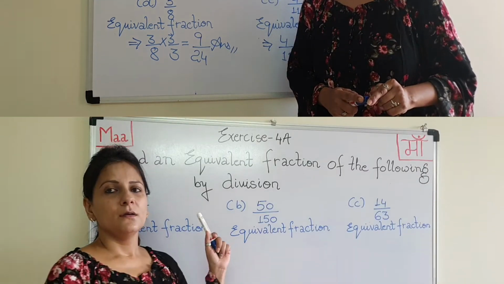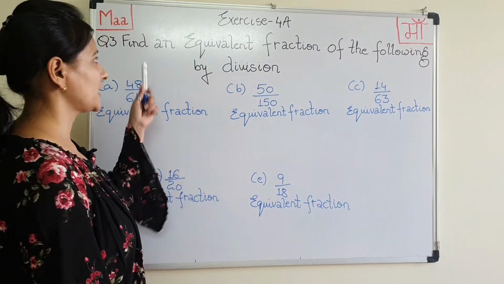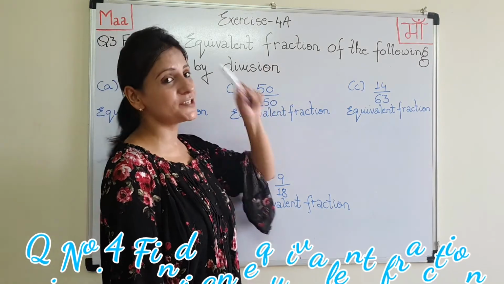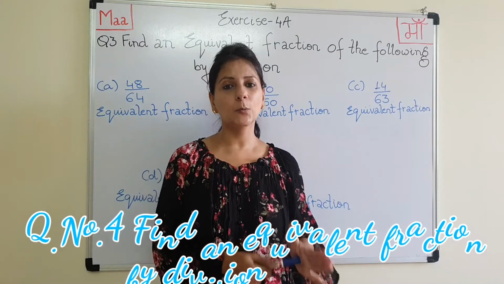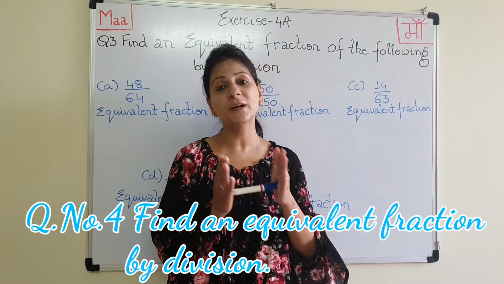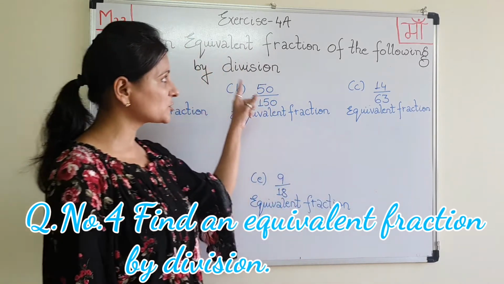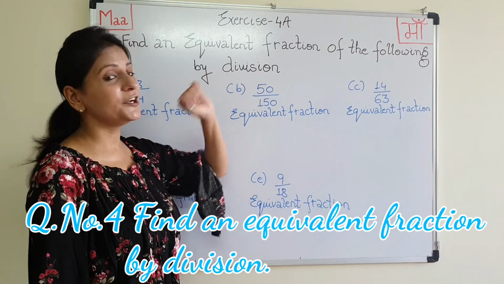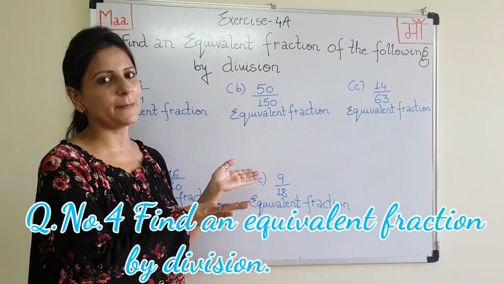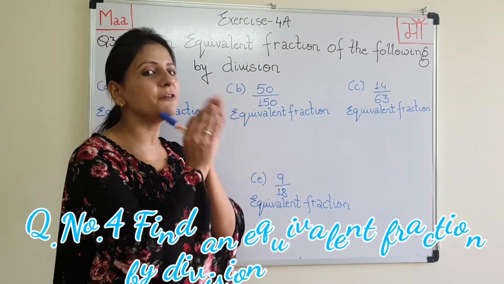Okay students, let us now move on to question number 4 of the same exercise, and here it is: find an equivalent fraction of the following by division. Again we have to find the equivalent fraction. In the previous question also we calculated the equivalent fraction, but there we calculated it by multiplication. But here in this question we have to find the equivalent fraction by division. That means in that question after the fraction number you put a multiplication sign, but here after the fractional number you have to put a division sign.